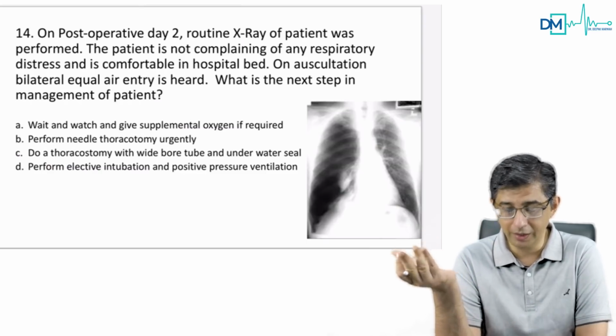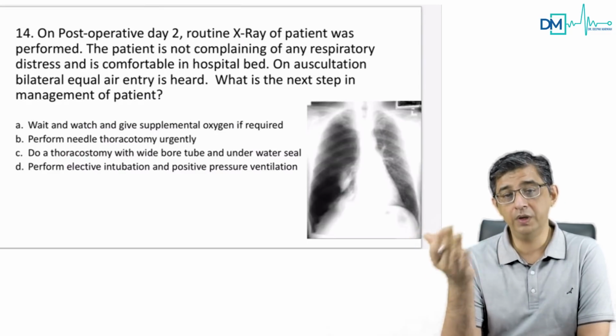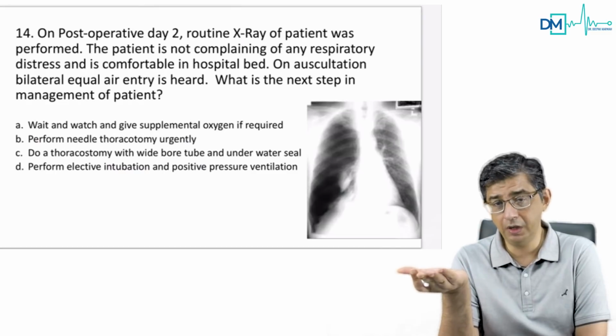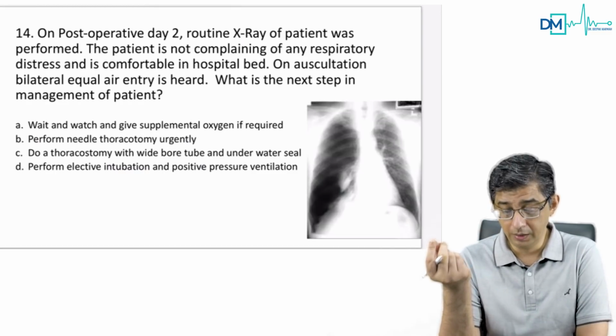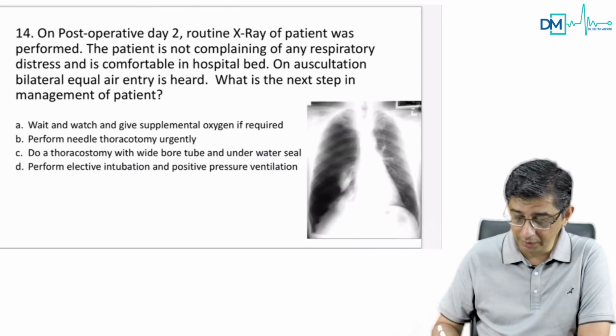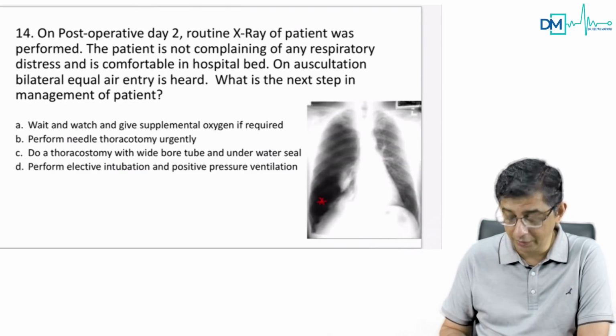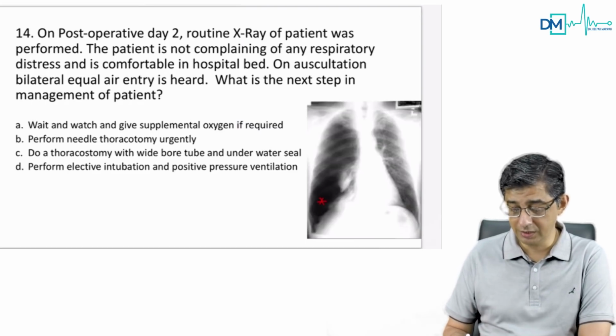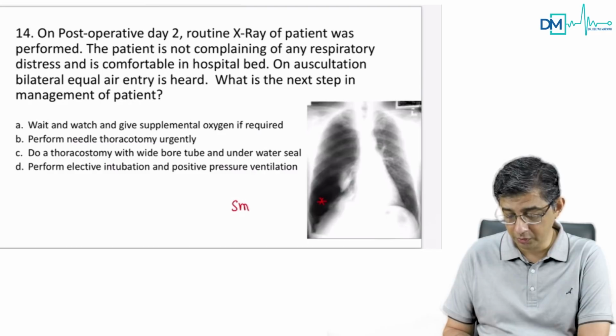Bilateral equal air entry is heard. You see, lots of time you might be in a post-op round, you are finding the patient is very, very comfortable, but auscultation findings are also coming out to be normal, but the x-ray is showing a nasty finding. You can see a black area where there are no vascular shadows. So this guy is definitely having a small pneumothorax.